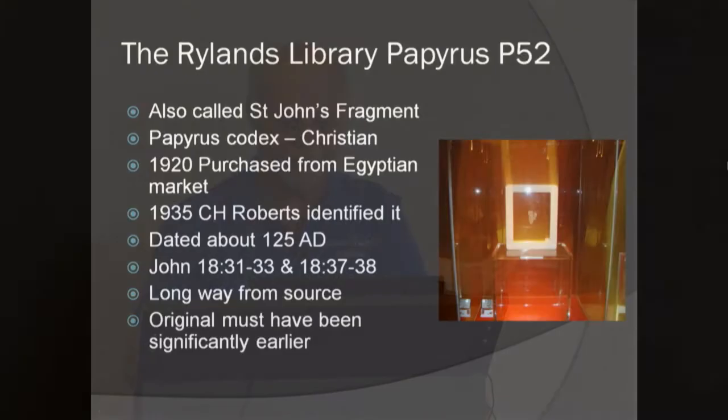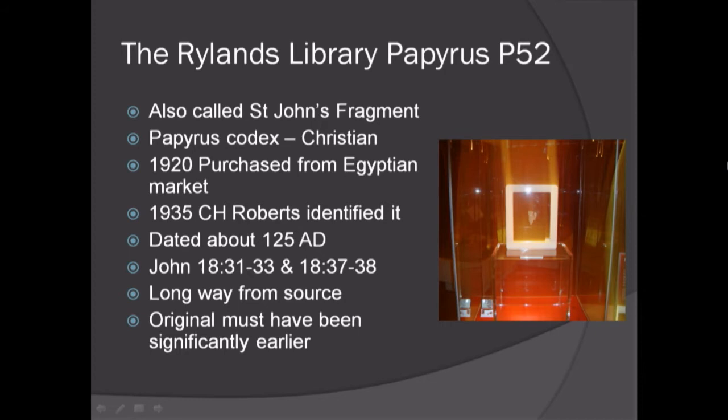So this was the one on the first slide. The Rylands is held in the Rylands Library, and it's papyrus P52. It's also called St. John's Fragment. It's a papyrus codex. It's written on both sides, so it's Christian. It was purchased in 1920 from the Egyptian market.